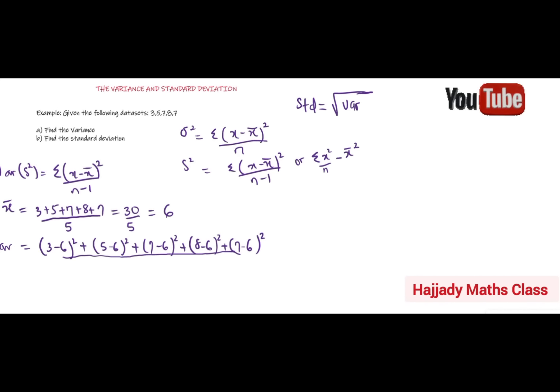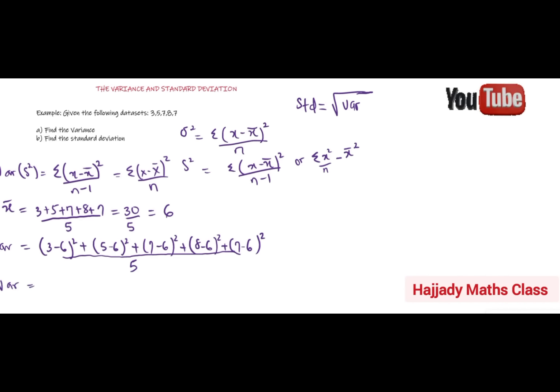Which is 5. So let's use the population variance. I'm going back to this. That means instead of using n minus 1, I'm going to use n in this case, because here we assume that we are working with the population, not the sample, because the question does not indicate whether it is a sample. So we regard our information given as the population.